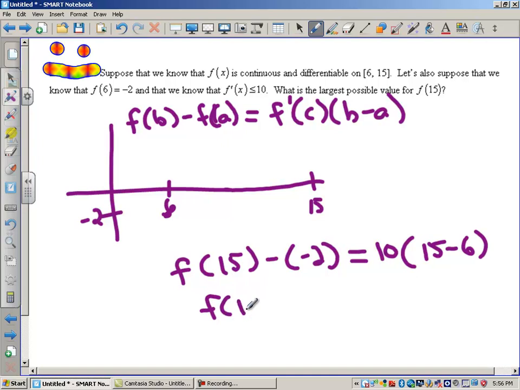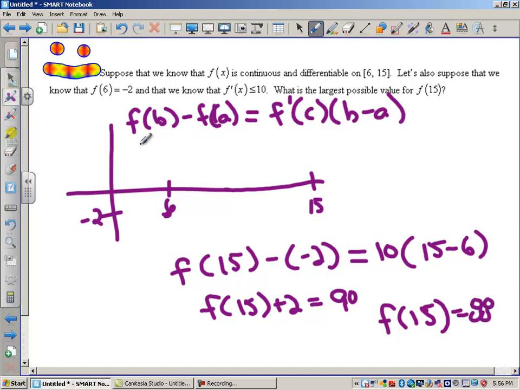So f of 15 plus 2 equals 90. Subtract 2 from both sides, and so worst case scenario, it could have gone all the way up to 88, which would be way up there. But that's my own little scale, so I'll call that 88. So it's up here.